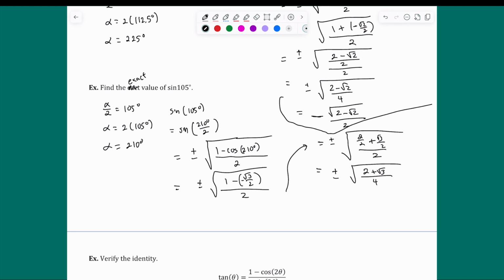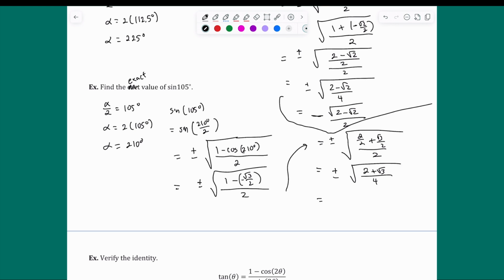Alright, so then break up the radical as radical 2 plus root 3 all over radical 4, and so we get radical 2 plus root 3 all over 2, and then we need to decide whether this is positive or negative. But we know that 105 degrees falls between 90 and 180, which is quadrant 2, and so sine there is positive, so it's just that value there.